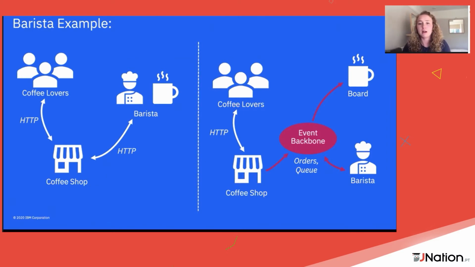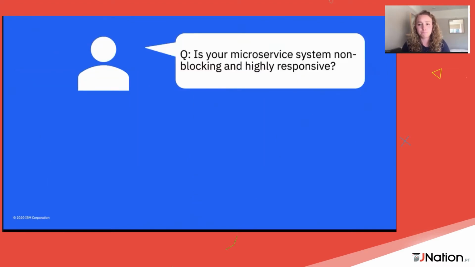So this way, I'm able to use my time more efficiently whilst I'm waiting for my coffee. I don't have to stand at the counter waiting for it and not be able to relax and take a seat with my friends and chat. And the barista is able to work on multiple coffee orders at once. So it's a much more efficient system. And this is how event systems can really help in making it more asynchronous, more reactive, more responsive to the users using it.